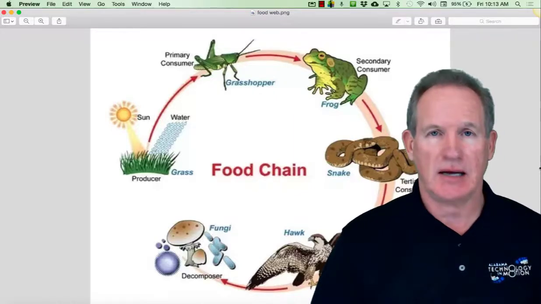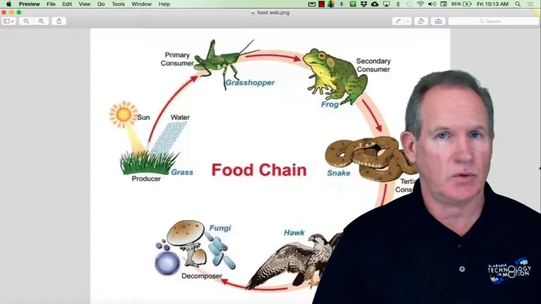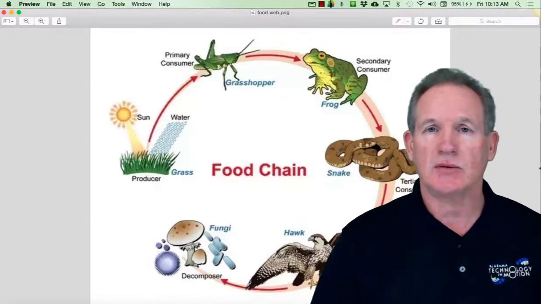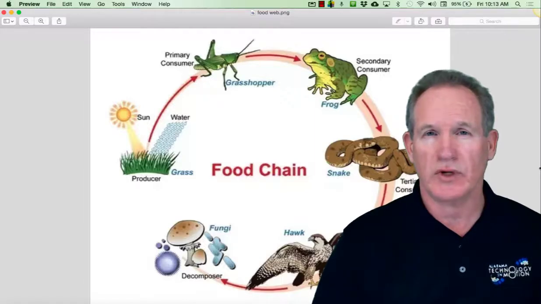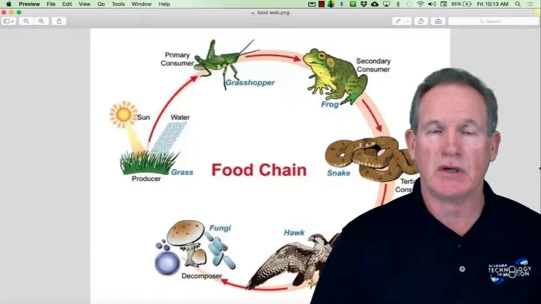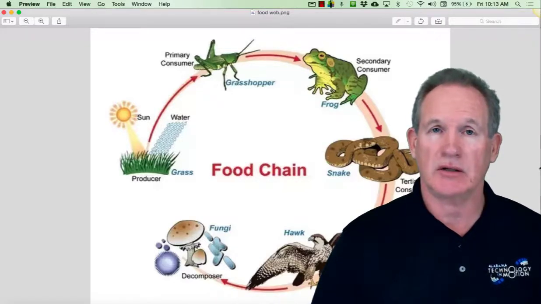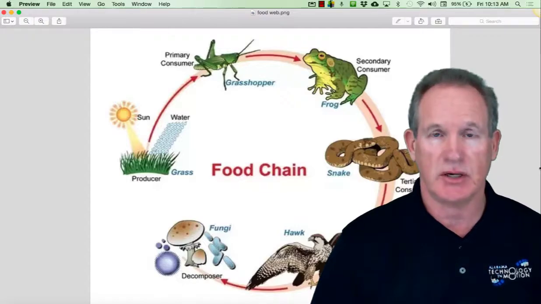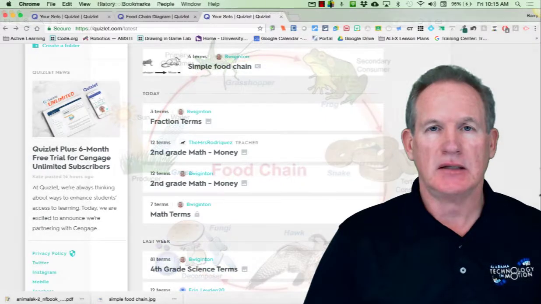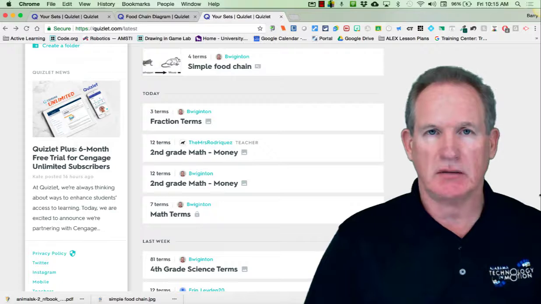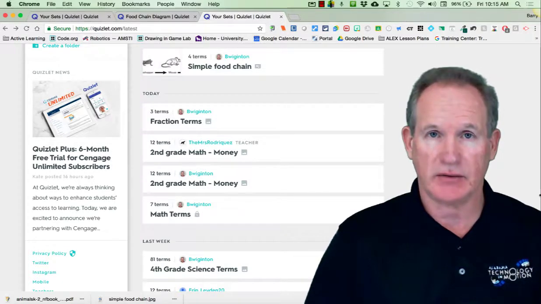We use a lot of diagrams in science and math, but why? Well, sometimes words alone are not the most effective way to communicate real-world complex situations. So, we combine a picture with our terminology to help the students understand the relationships. Let's take a look at how Quizlet makes diagrams interactive.